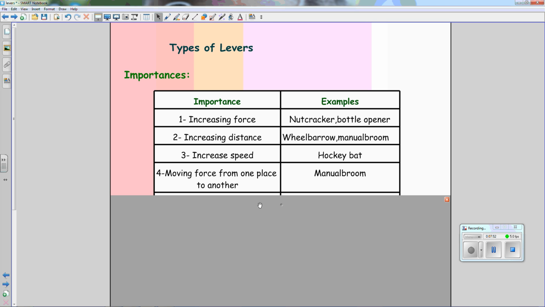It moves the force from where we touch or hold the manual broom, and it moves the body on the ground, so we don't need to bend. So it moves the force from one place to another.